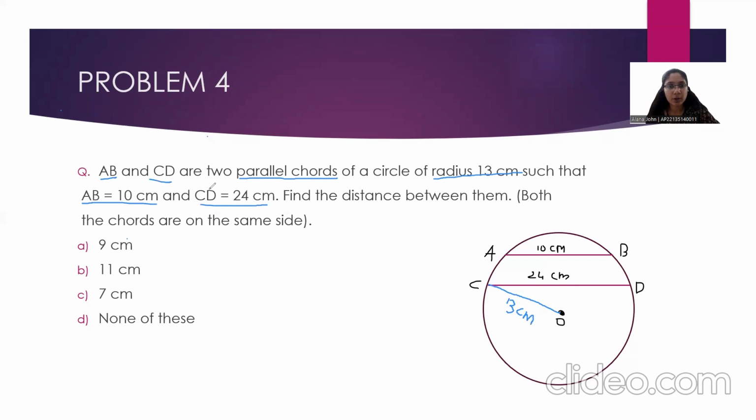So what is our problem? The problem is to find the distance between the two chords. This distance is the thing which we have to find. Four options are given. First option is 9 centimeter. Second option is 11 centimeter. Third option is 7 centimeter. And the last option is none of these.